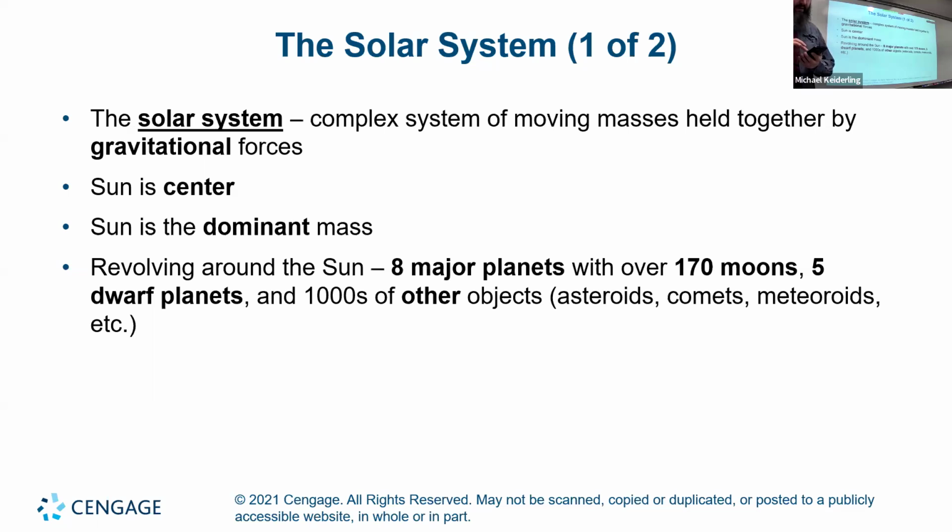274. Just this year it jumped up by like 100. So yeah, there's like 370 moons, 5 dwarf planets, and thousands of other objects. Asteroids, comets, meteoroids, etc.